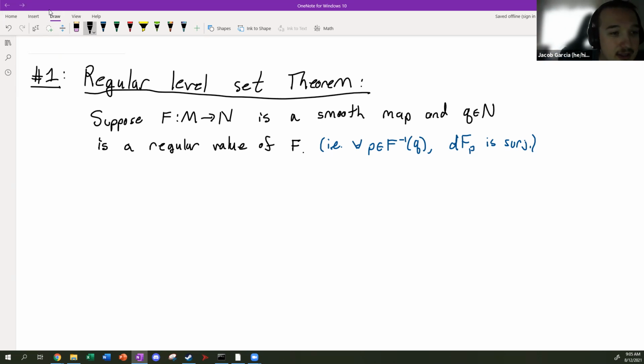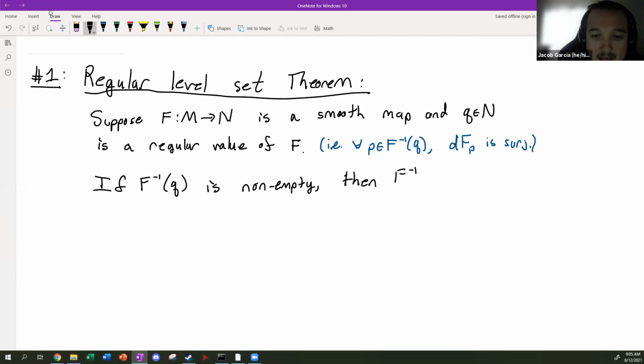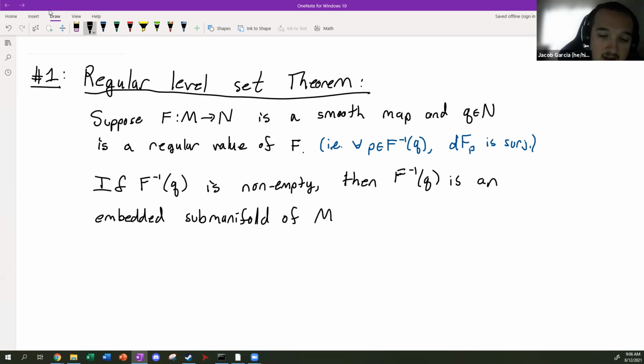Okay. Then the conclusion is that if the preimage of q is non-empty, then that set is an embedded submanifold of M with dimension m minus dimension n.